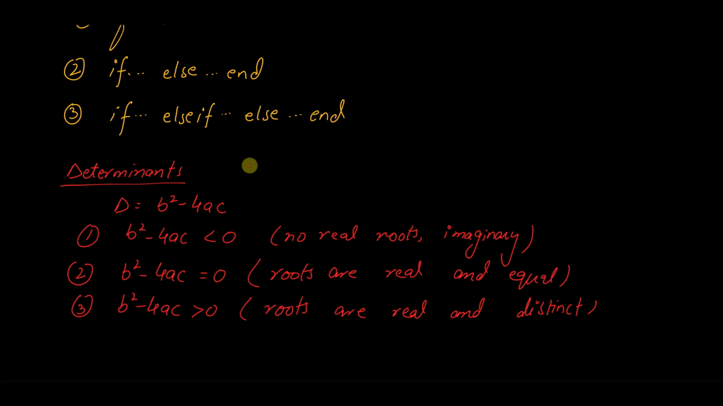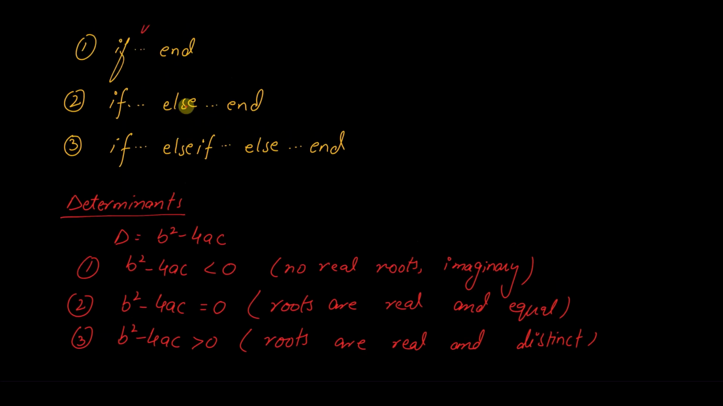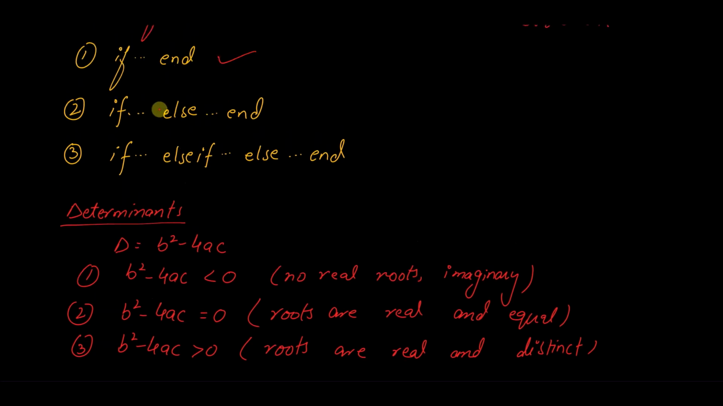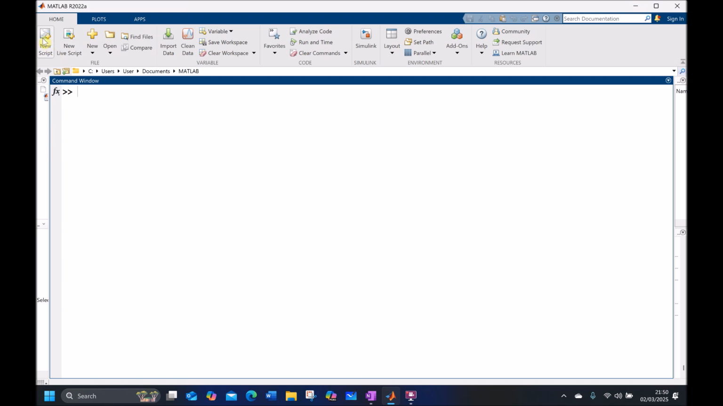So in order to understand the first if and end statement, we are going to consider this discriminant part. And for this discriminant part, I'm going to choose the values a is equal to 3, b is equal to 4, and c is equal to 2 in order to test how this if else statement works. So this is the interface of MATLAB. So we are going to create a new script file.